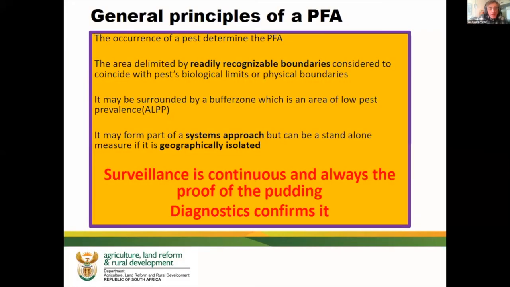I'm just picking up on a few things that are really important. What we've realized is, for a pest, let's talk about oriental fruit fly. Since it came to South Africa in 2010, one of the most critical systems that had to be in place is a proper surveillance system. It's always the proof of the pudding, and then you have to have diagnostics to confirm it. So what are the reasons for that?